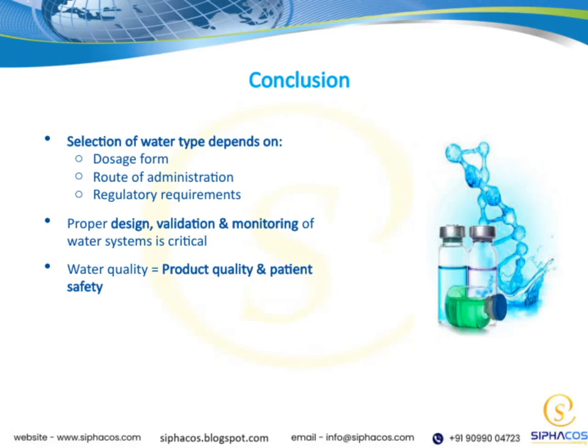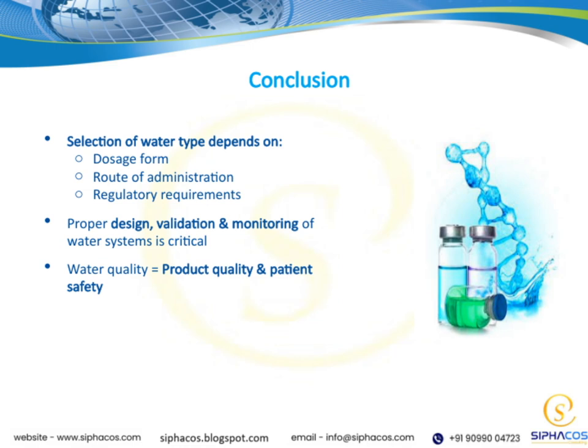Let's wrap up with some key takeaways. When selecting the type of water to use, it's important to consider a few critical factors. First, the dosage form of the medication or product you're working with. Different forms may require different water qualities to ensure safety and efficacy. Second, the route of administration plays a role. Whether it's oral, injectable, or topical can influence the water requirements. And finally, regulatory requirements must always be met to ensure compliance and patient safety.